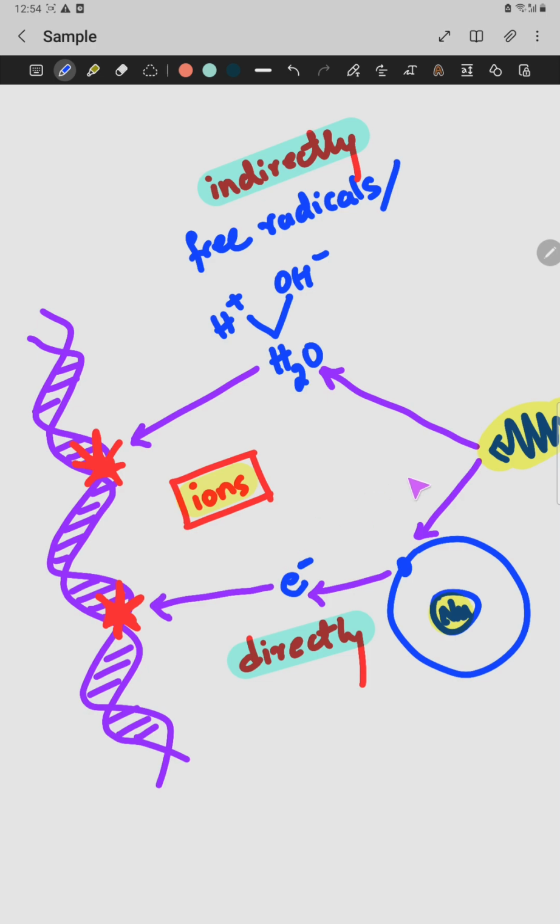So either directly or indirectly acting, we need ions for it to be called ionizing radiation, and these ions are the ones which damage the DNA. And these ions are important because even in our calculation of radiation units, what we measure is the ion or the ion pairs that are being produced.